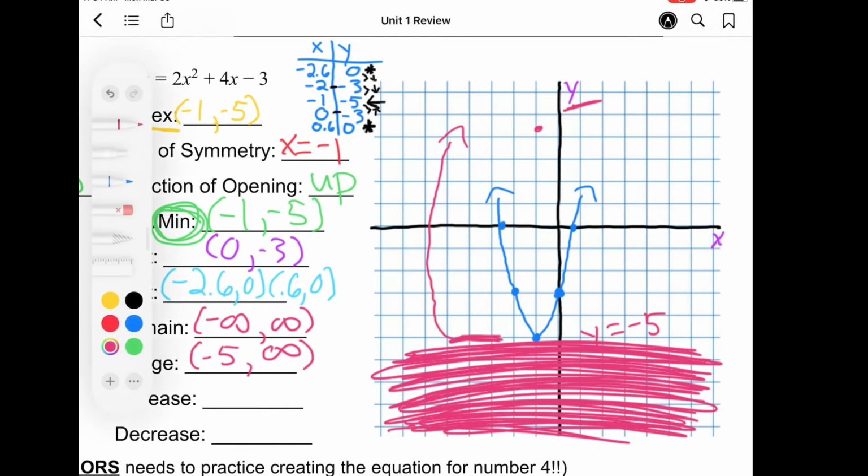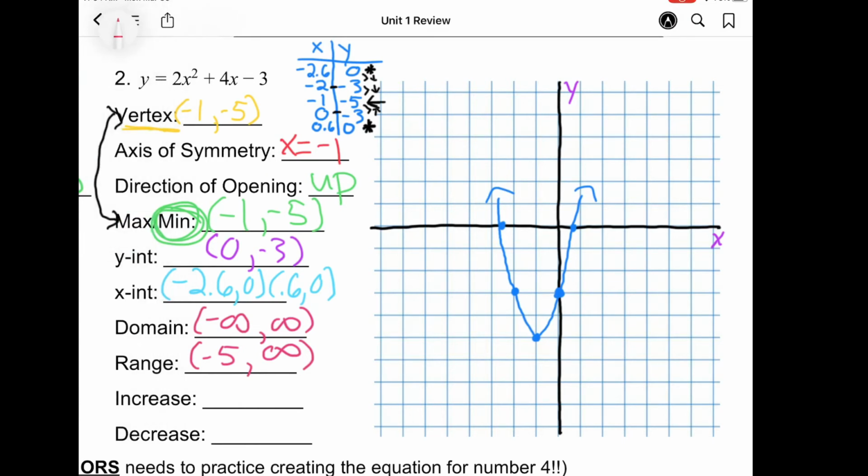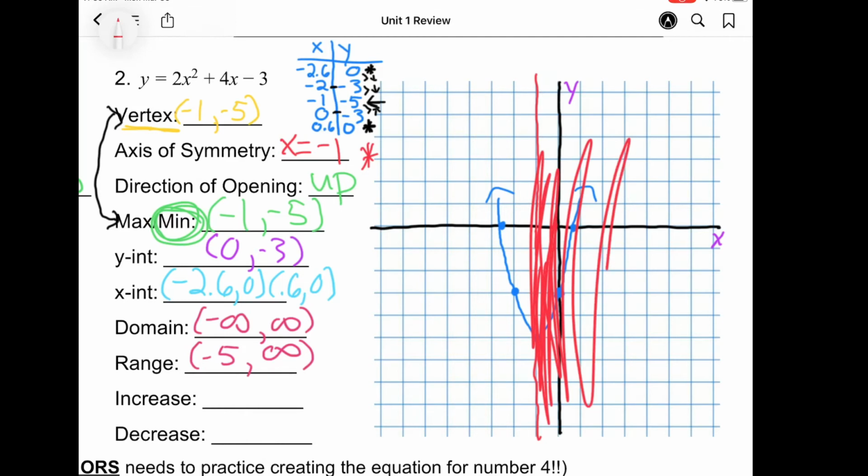Okay. And then I'm going to erase our pink, and I want our red back. For increase and decrease, you need to bring back that axis of symmetry, which was x equals -1. So where x is -1, we have a vertical line. And we want to ignore the second half of the graph for a second.